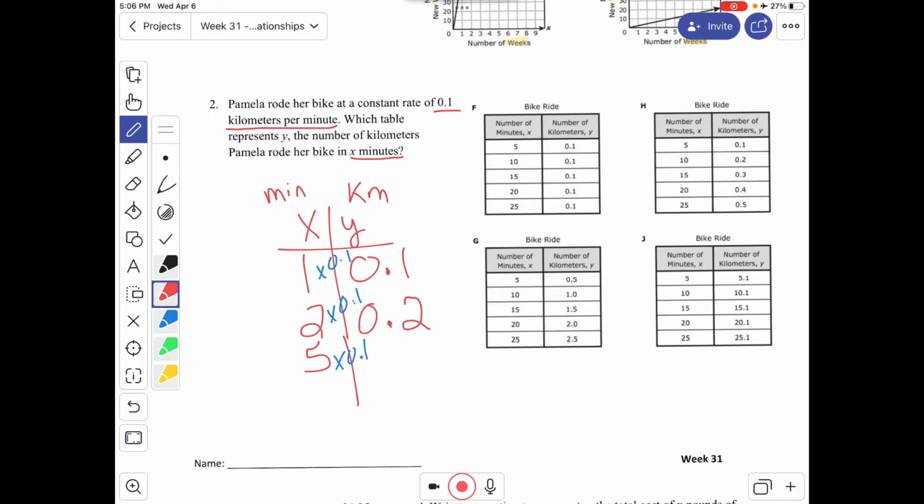5 times 0.1, that would be 0.5. And then all of them have 10s, so 10 times 0.1. That's 1. That's probably enough for you to figure out which chart it is.